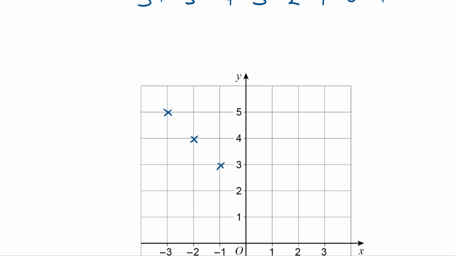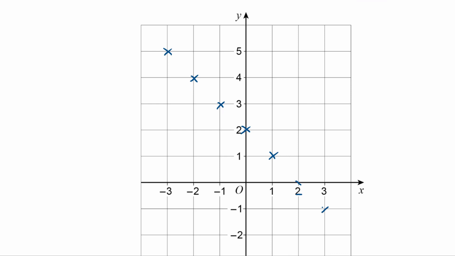-1, 3. 0 goes with 2. 1 goes with 1. 2 goes with 0. And 3 goes with -1. And notice they're all in a nice straight line. It was a linear function, so you'd expect it to be in a straight line.